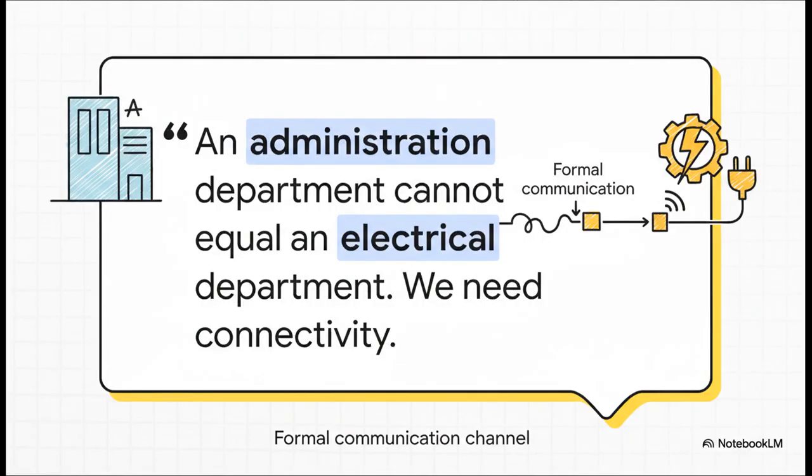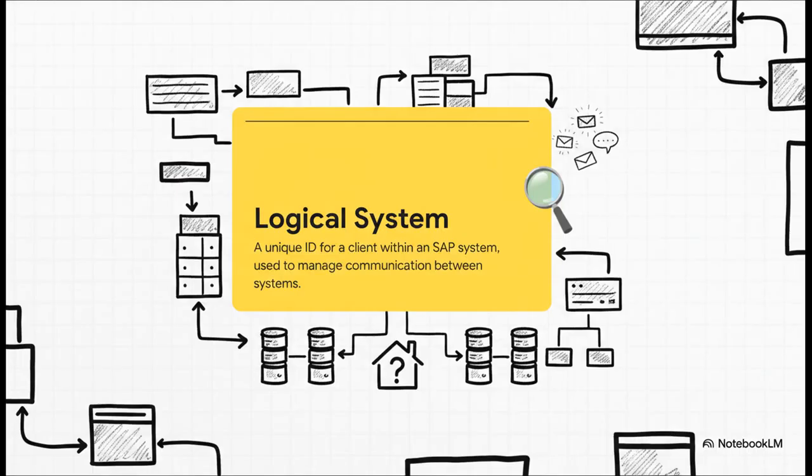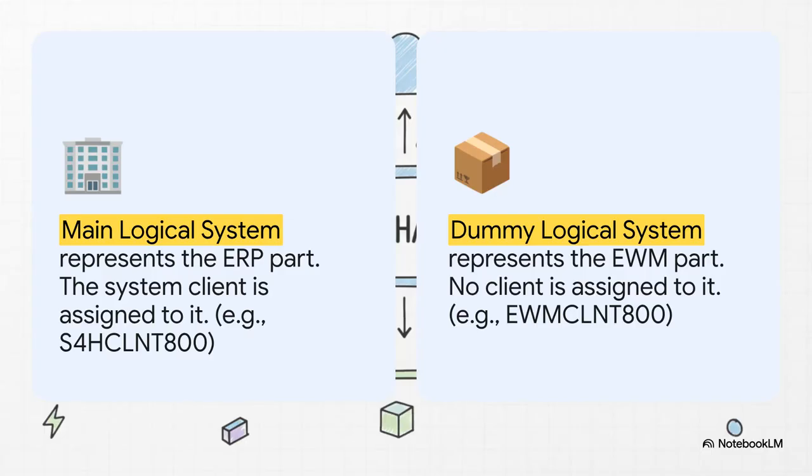And just like two departments in one building, they need an official way to communicate to get work done. That communication is handled by something called a logical system. Think of it like a unique address. For an embedded setup, you actually need two, a main one for ERP and a dummy for EWM.